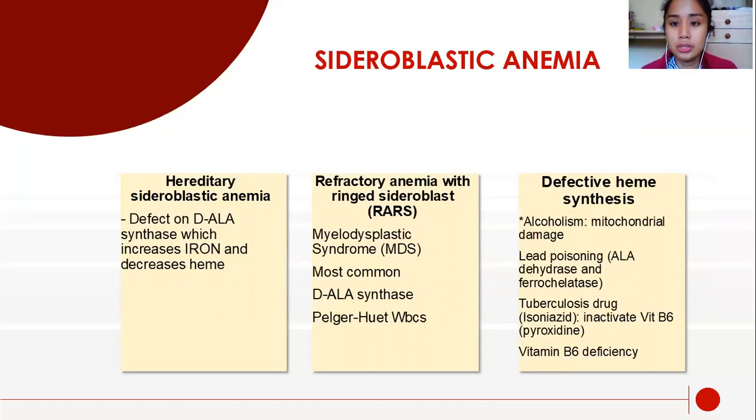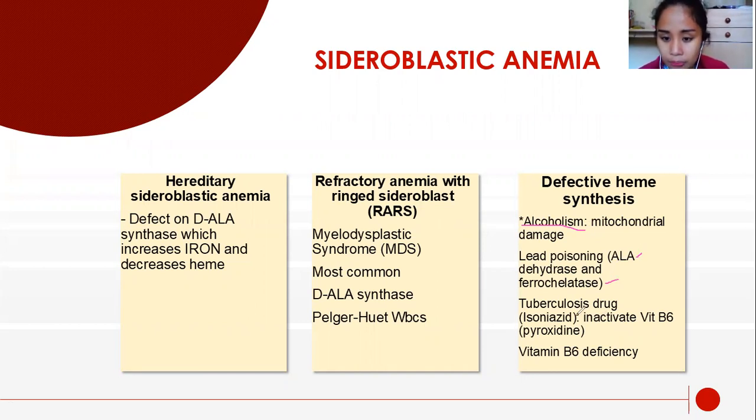Next, defective heme synthesis. Aside from the absence of ALA synthase, class, heme is made in the mitochondria. So if the mitochondria are damaged by alcoholism, it can result in sideroblastic anemia. Lead poisoning: there's a defect in ALA dehydratase and ferrochelatase. So how can you properly create your protoporphyrin and iron?